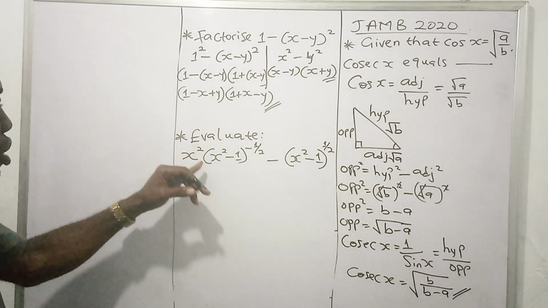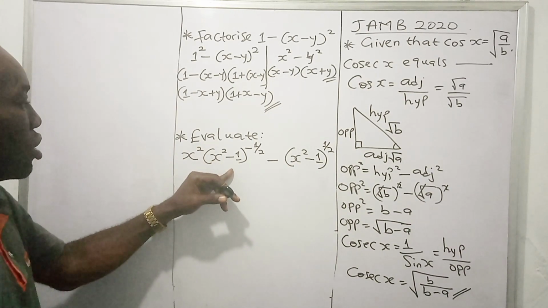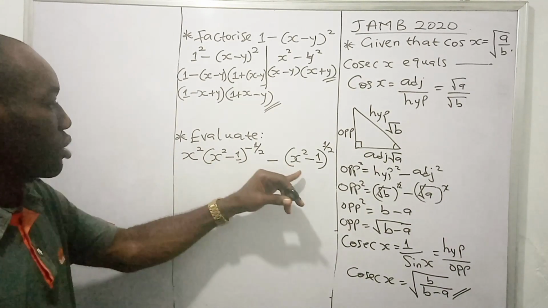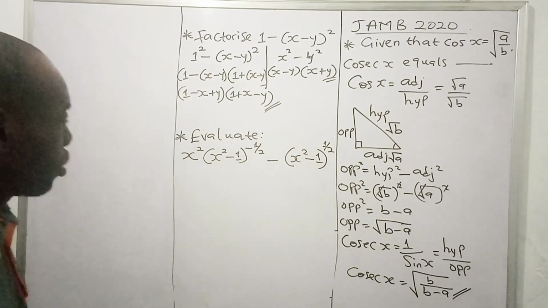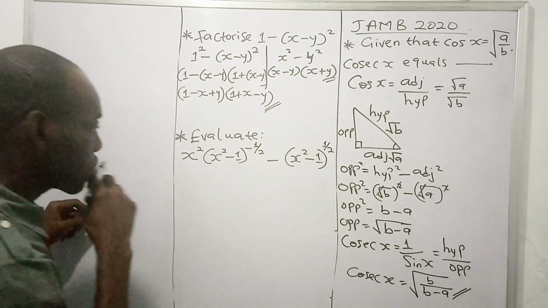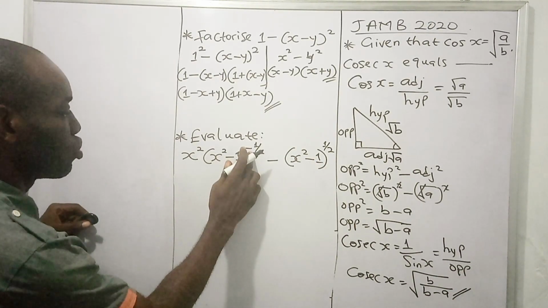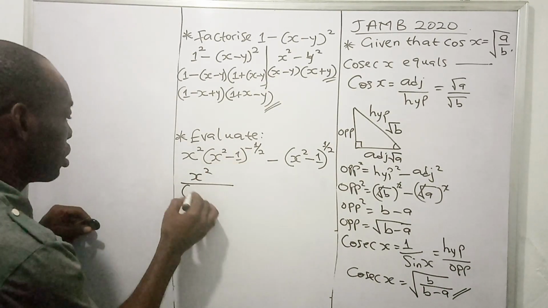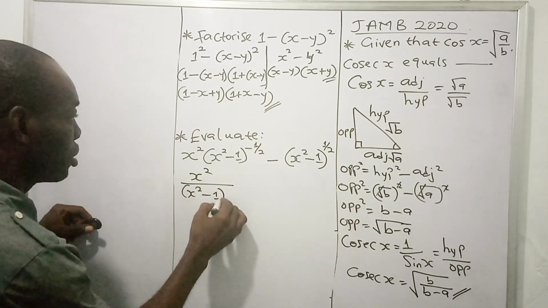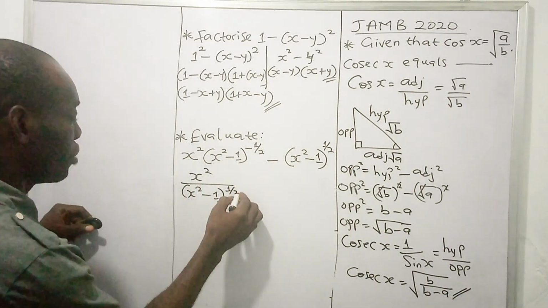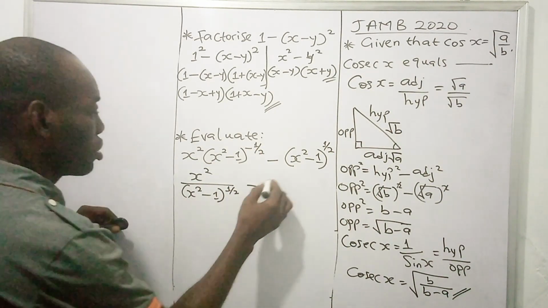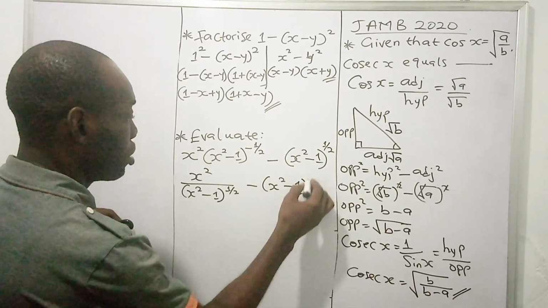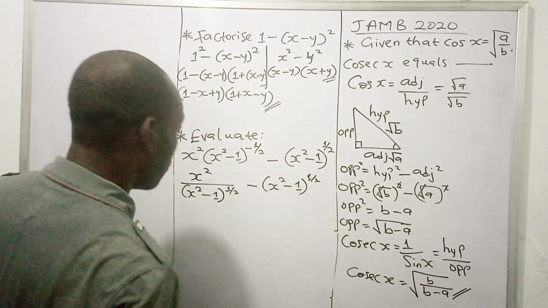We have, in bracket, s squared minus 1 raised to the power minus half, minus, in bracket, s squared minus 1 raised to the power half. Okay. Now applying this indices rule here, this becomes s squared over s squared minus 1, the power becoming positive, minus s squared minus 1 all raised to the power positive half.